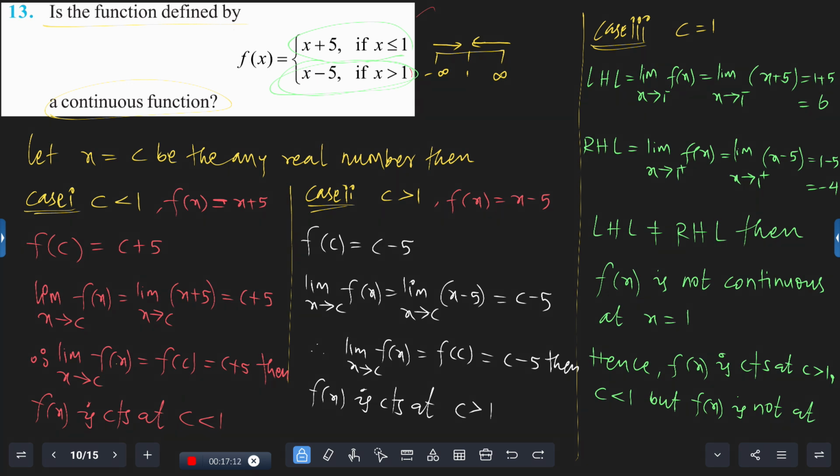Okay, at c is equal to 1. That's it. So at 1 it will not be continuous. Understand? This is question number 13. Can I go next, Raja? Not yet, wait, I'll give time later.